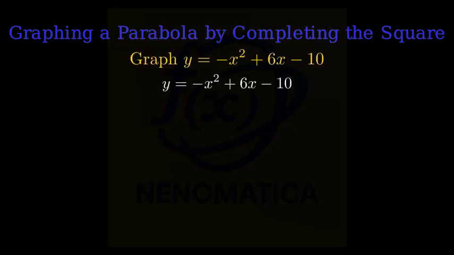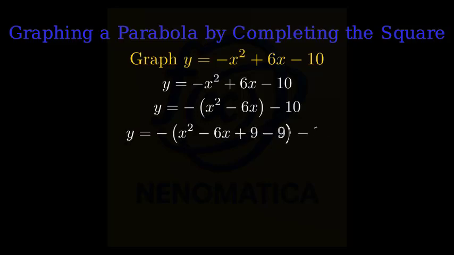Step 1. Convert to vertex form. Start with y equals negative x squared plus 6x minus 10. First, factor out the negative sign from the x terms. Now complete the square inside the parentheses. Half of 6 is 3, 3 squared is 9.